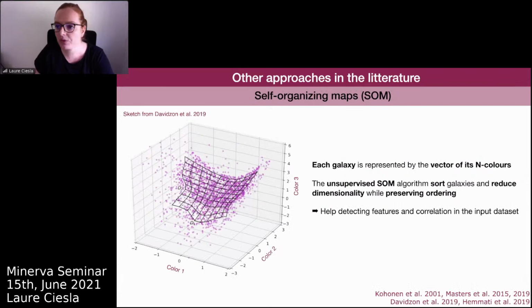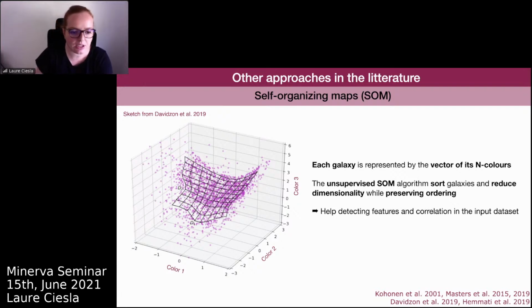And the other one I wanted to develop a bit more is the self-organizing map, the SOM. Here the approach is completely different. You have a sample of galaxies, which are the purple points. You have some fluxes, and you compute the colors from the fluxes. The 3 dimensions that you see here are an example of 3 colors. Each galaxy is represented by the vector of its colors. And what the SOM will do is sort the galaxies from their colors and reduce the dimensionality, while preserving the order in which they were sorted.